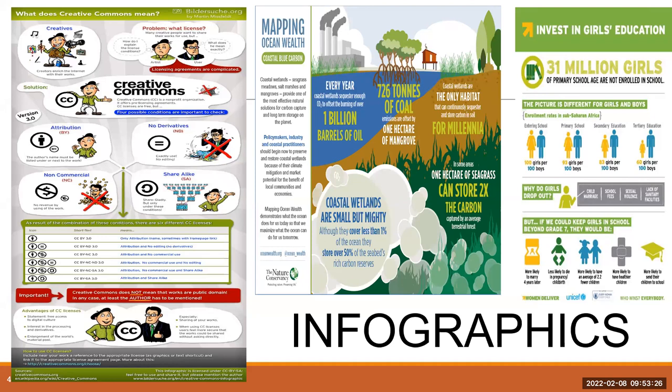So this is the first type of infographic, and on the other side, you can see the science infographic in which mapping ocean wealth has been told about, like how our ocean wealth is depleting or how much habitat or carbon content is present below the surface of the earth. And on the extreme right-hand side, you can see a data representation, like invest in girls' education, in which a pictogram demonstration has been given. Any kind of research data has been shown, and the variation of the sizes in the images or the small objects can show you what type of data.